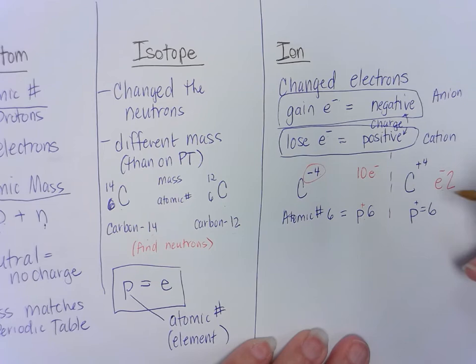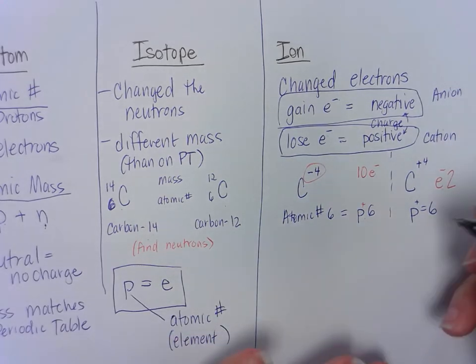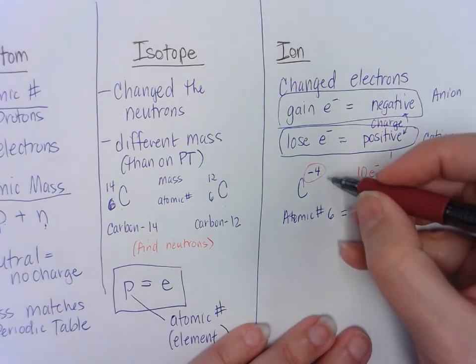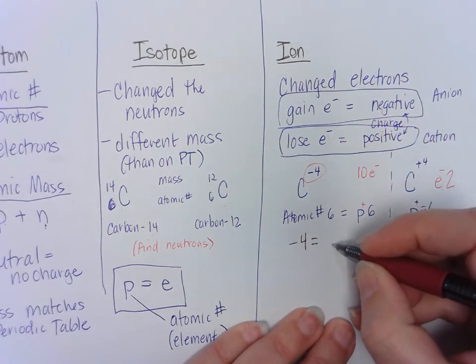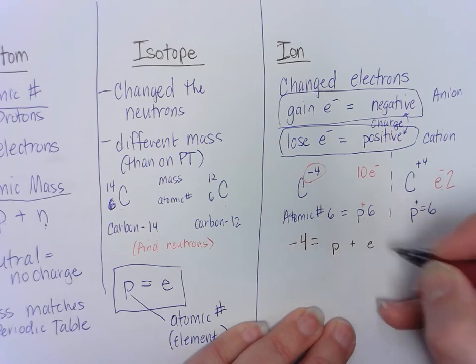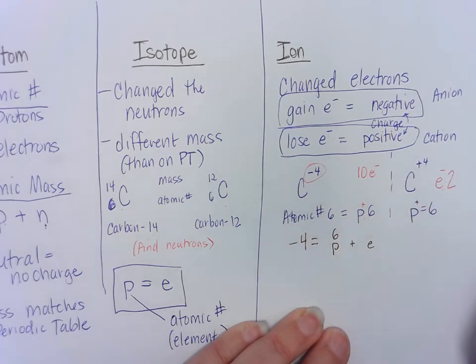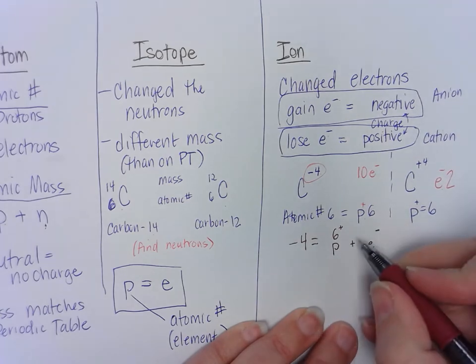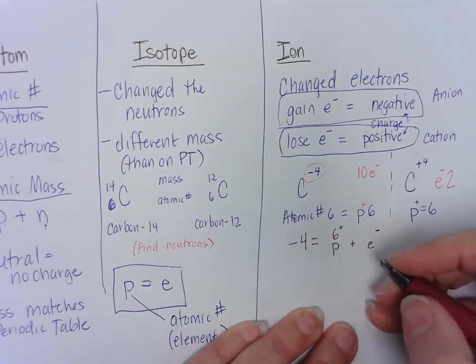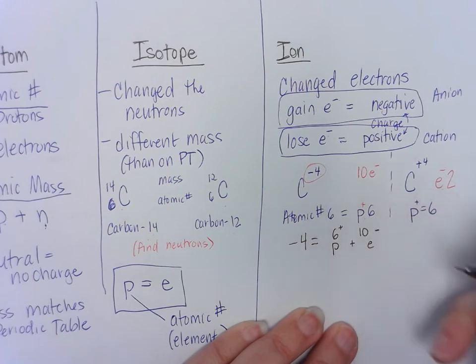You can do math here. You can take and you can say, all right, my overall charge is going to be equal to the sum of my protons plus my electrons. So I have 6 protons. And how many negatives can I have here? You can see that in order to make this work, I would have to have 10 negatives.